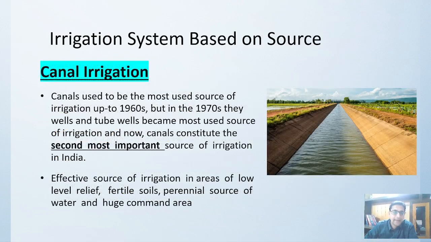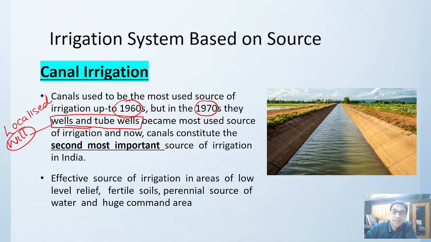Now coming to canal irrigation. Canal irrigation, everybody knows, is the most widely used. Up to 1960, we have the Indira Gandhi Canal, one of the longest canals that we have built in Rajasthan in order to provide water at that place. But after the 1970s, the well and tube well have become more used. Why have well and tube well become more used? Because they can be localized and they can be run at your own will.